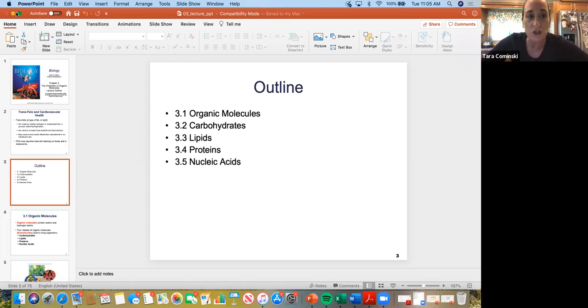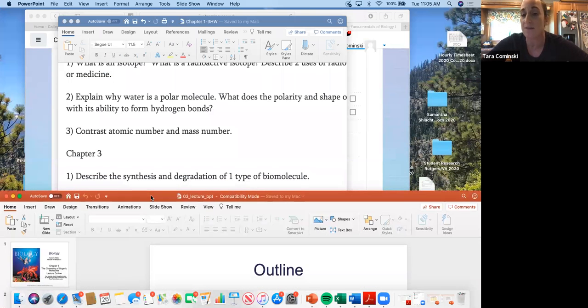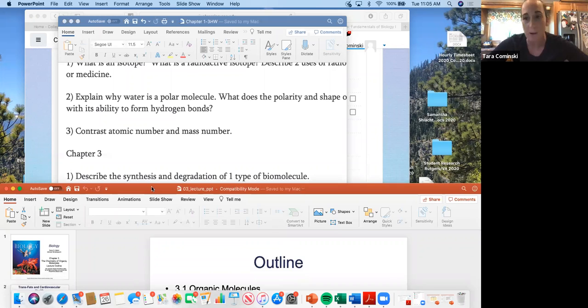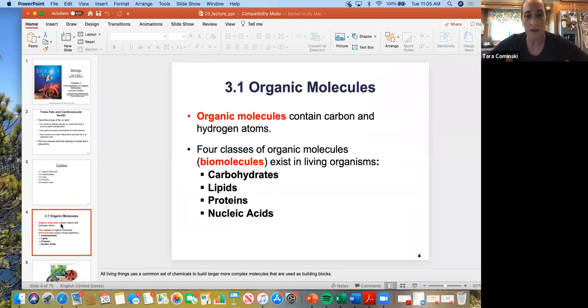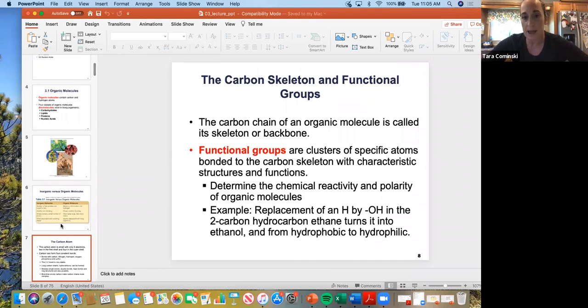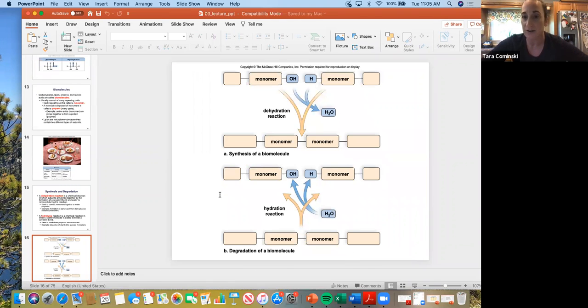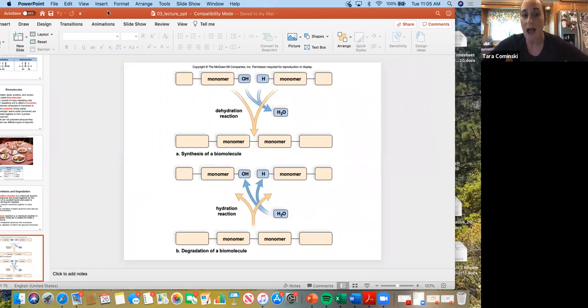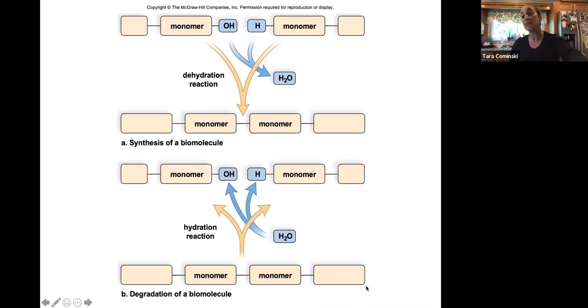So the first question in this chapter 3 homework says, describe the synthesis and the degradation of one type of biomolecule. You could have talked about proteins, you could have used carbohydrates as your example, whatever you wanted to do. And again, the general reactions that we talked about are these here. Remember that these reactions apply to all of these biomolecules. So when you're talking about synthesis, what type of reaction is this up here? Dehydration.